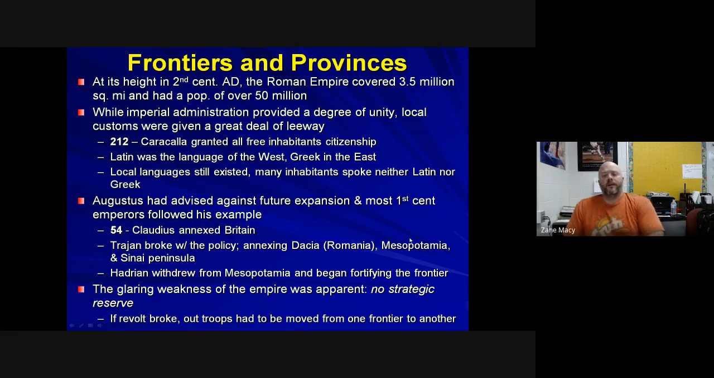Now, the problem that had developed militarily with the empire was, and I have it down here italicized, no strategic reserve. The empire, and this is one of the reasons that Augustus had warned against expansion of the empire, is that the military was already stretched too thin defending the borders.